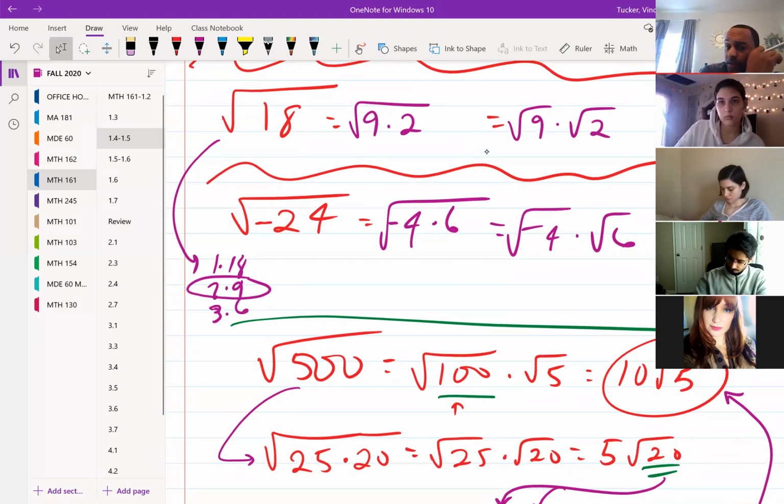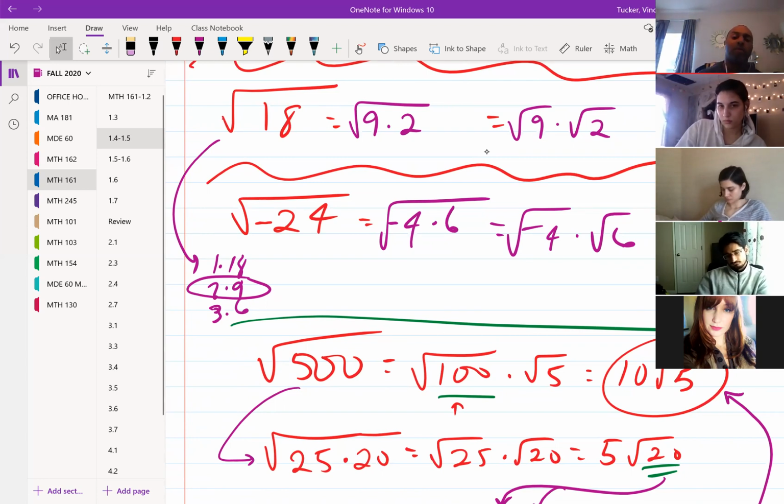Now for the next one, it's just me breaking down the square root of 500. I showed 2 different ways. A student asked me about not finding the largest factor. If you don't find the largest factor when you break it up, it's not the end of the world. You just have to make sure that you analyze your final answer and keep breaking it down if you need to.